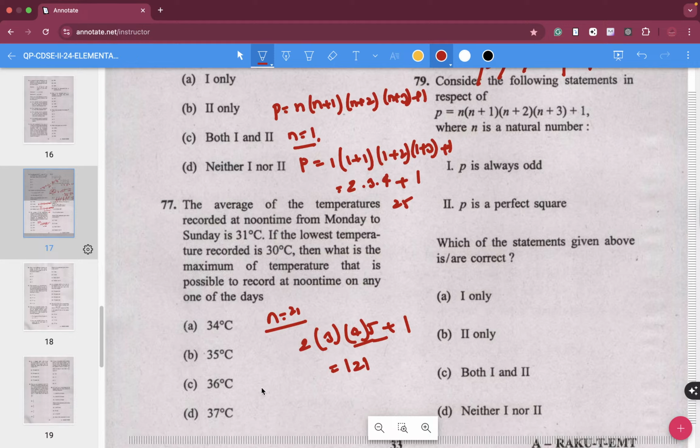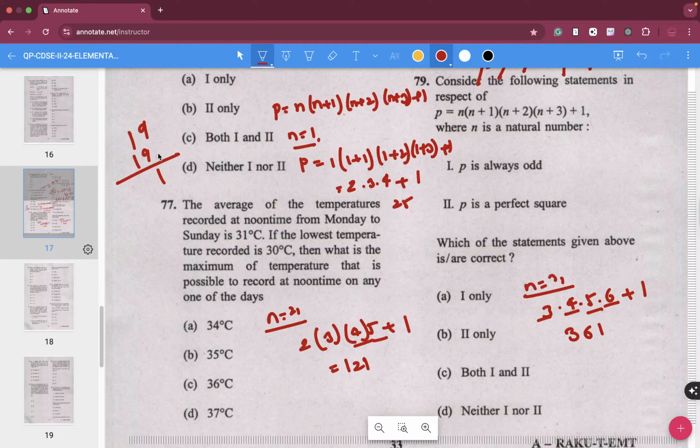Similarly, just check one more. N = 3. If I take N = 3, this is 3 into 4 into 5 into 6 plus 1. 6 into 5 is 30, 30 into 3 is 90, 90 into 4 is 360, plus 1 is 361. Is 361 a square number?